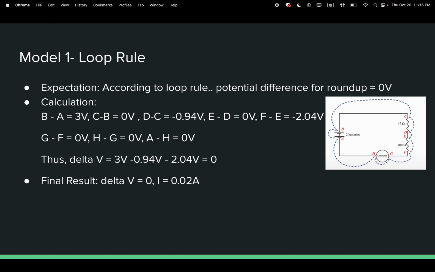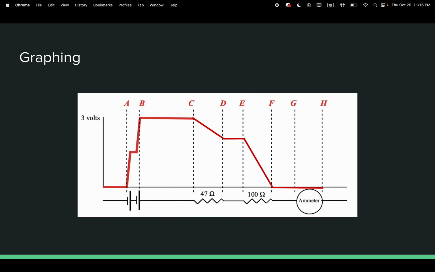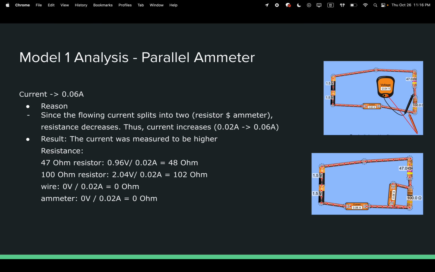I'll also be doing an analysis of the loop rule. According to the loop rule, the potential difference around the closed circuit should be 0 volts. I did a calculation at all of these locations in the circuit, starting from A to H, and summing up all of these potential differences resulted in 0 volts. This is a graph plot showing the potential difference as it passes through different locations from A to H. As you can see, in the power source from A to B, the potential difference increases to 3 volts, but after we pass through the 100 ohm resistor, it decreases and finally reaches 0 volts.